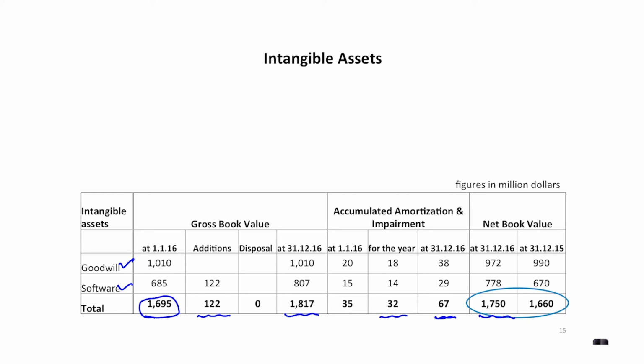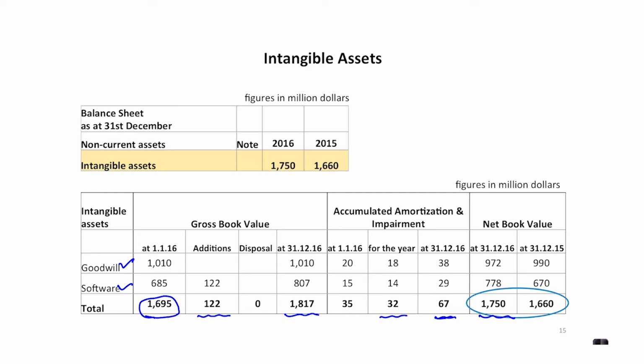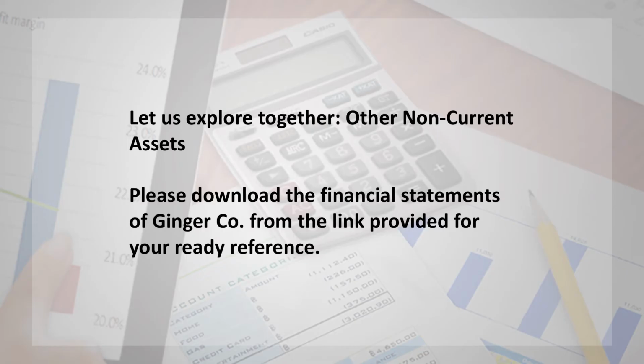Remember, these intangible assets get into the balance sheet, and if you remember, an amount of $1,750 million is represented in the balance sheet. We will now look at the practical aspect of the last item in the assets called other non-current assets, and we will take our Ginger Company back to see what they have included as other non-current assets.